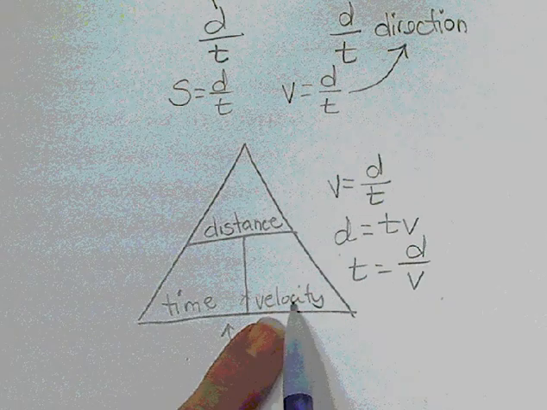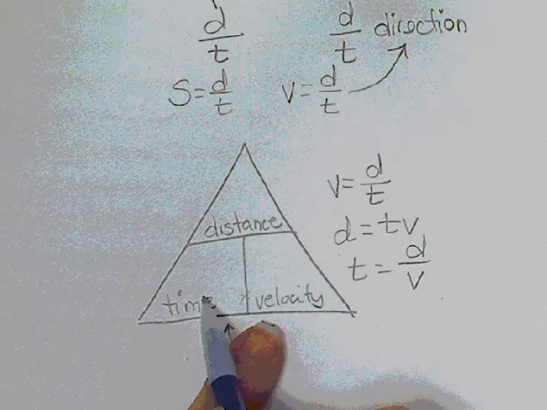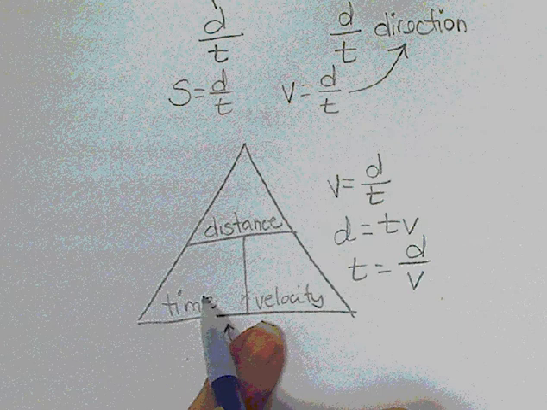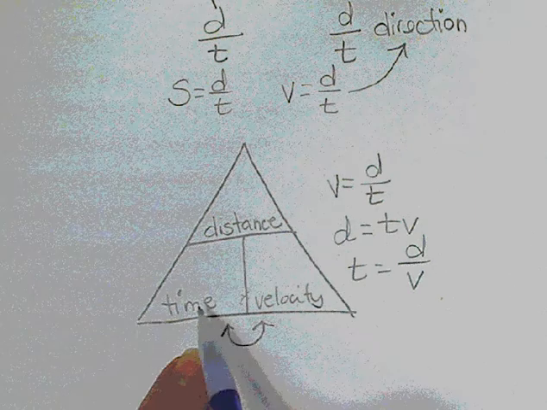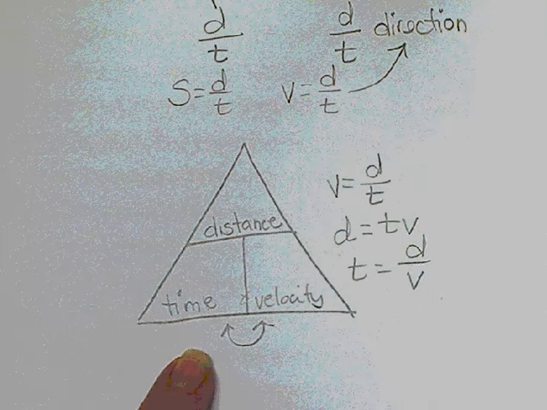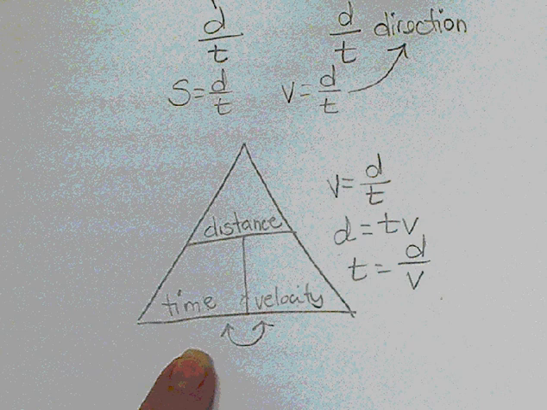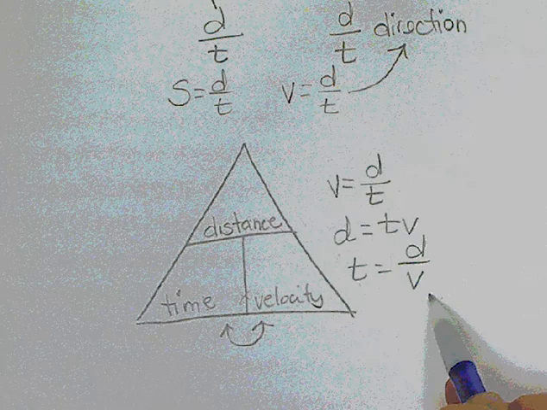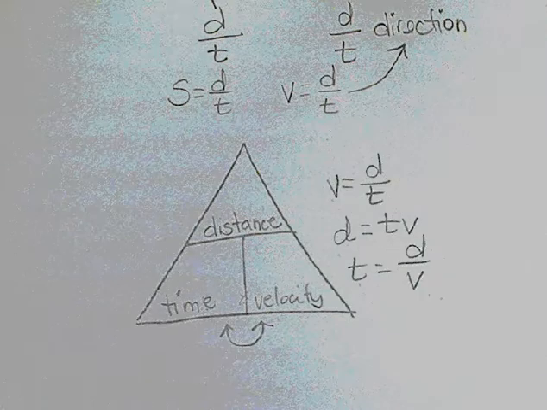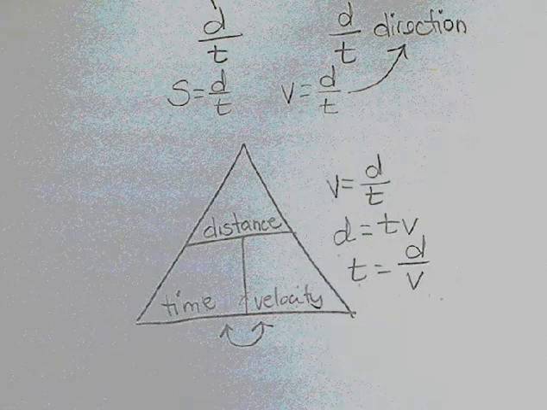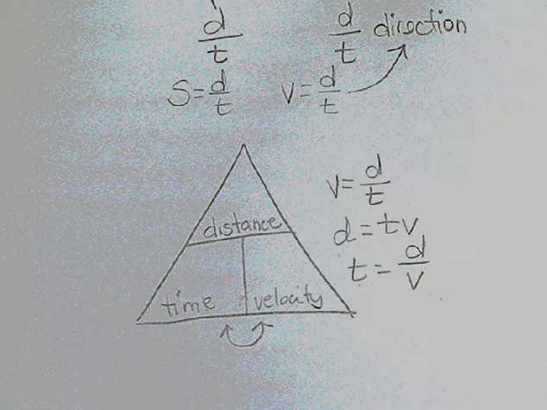So velocity is distance divided by the time. Time is distance divided by the velocity. And distance is time times velocity. Depending upon what our unknown is and what our knowns are, we would be able to calculate velocity, distance, or time. In the next section, we're going to take a look at working some different problems.